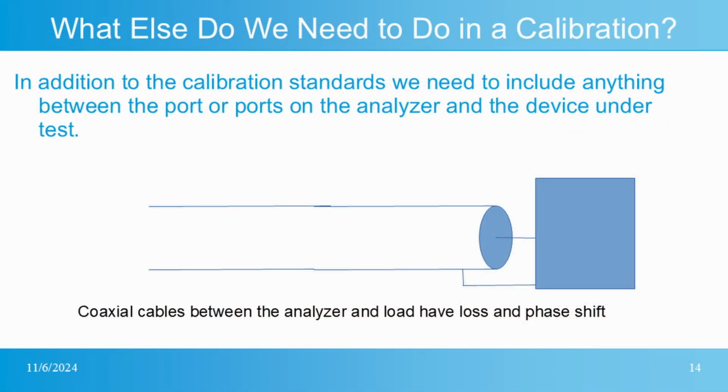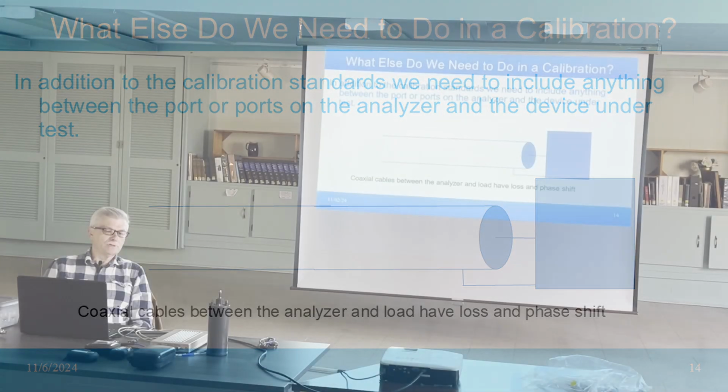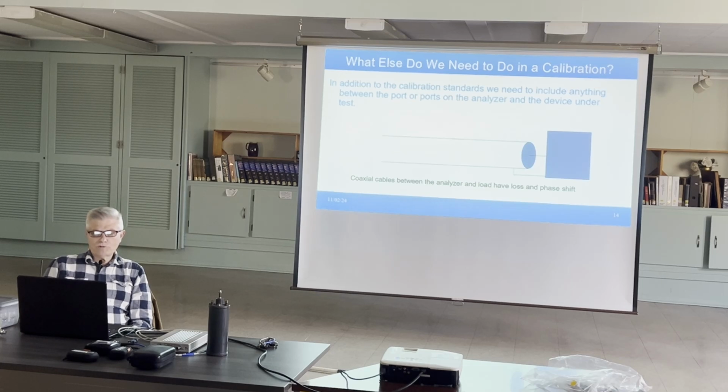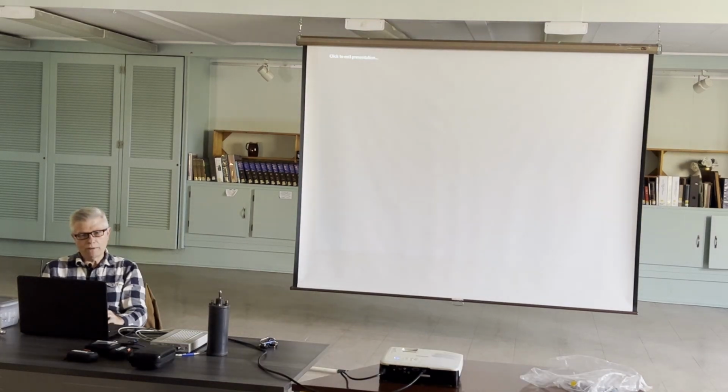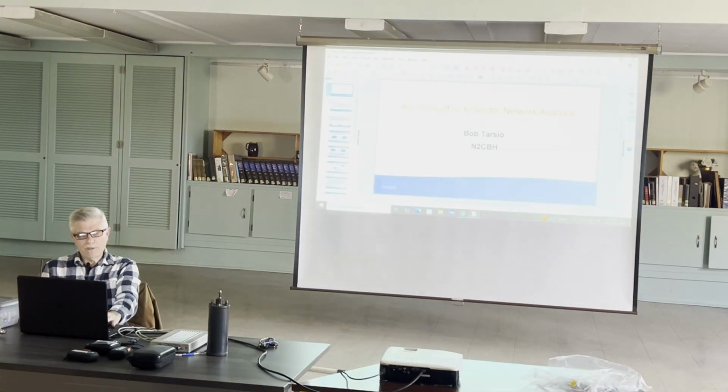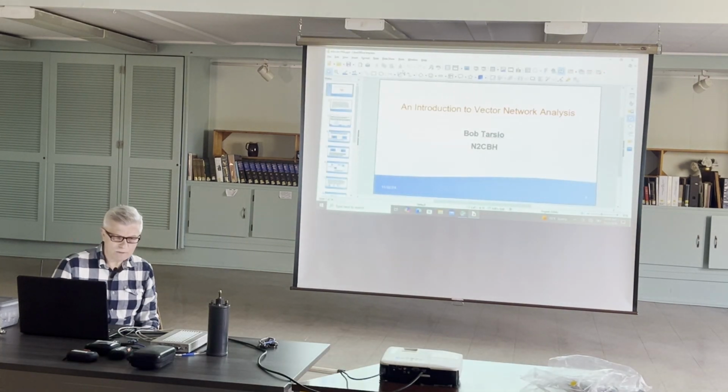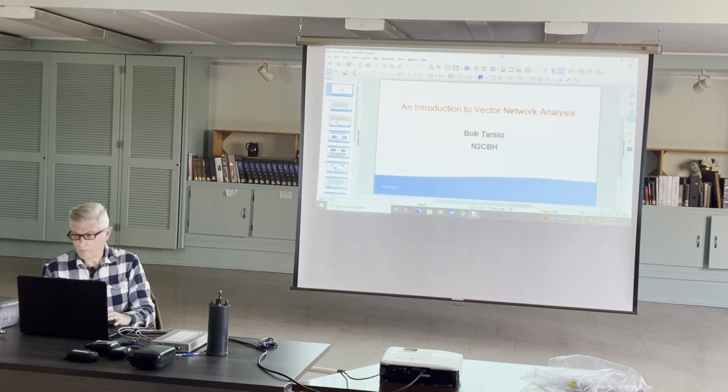I think I mentioned this before, but part of the calibration, in addition to the calibration standards, is that we need to include anything that's between the port or ports on the analyzer and the device under test. So that's your cables. Coaxial cables between the analyzer and the load have loss and phase shift. We want to cal out those different things, so the only thing the analyzer will be representing will be the load at that point. And I think that's it. That's the last of the slides. So let's do some show and tell.